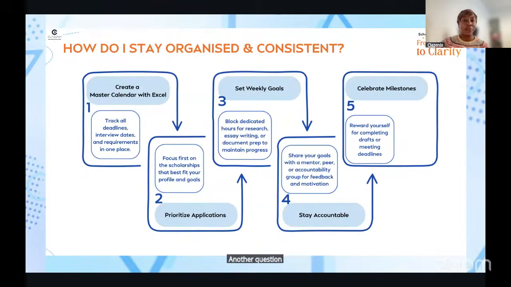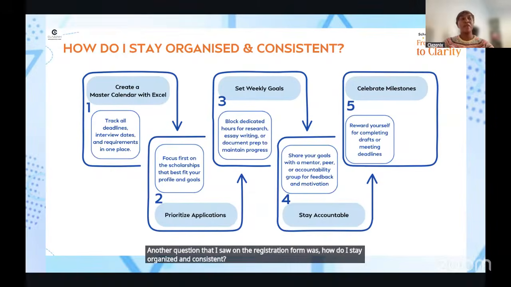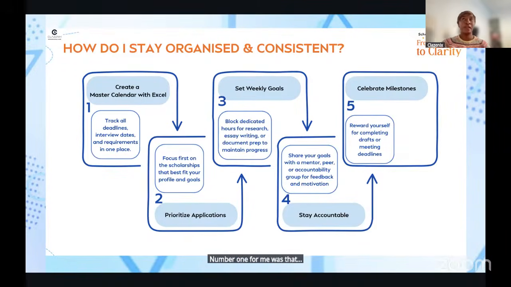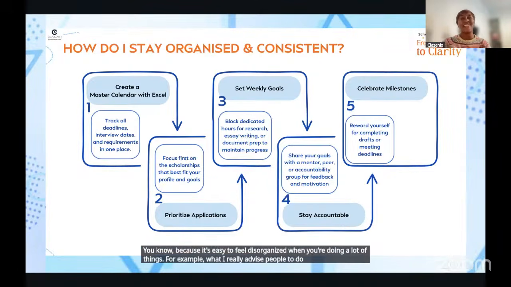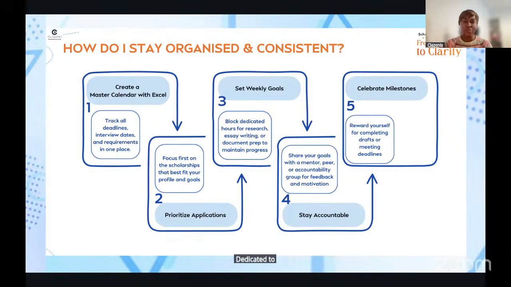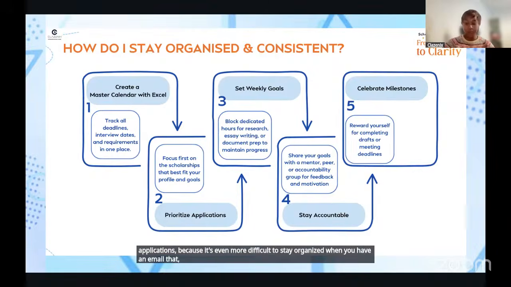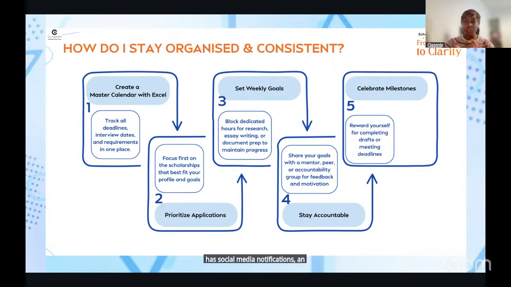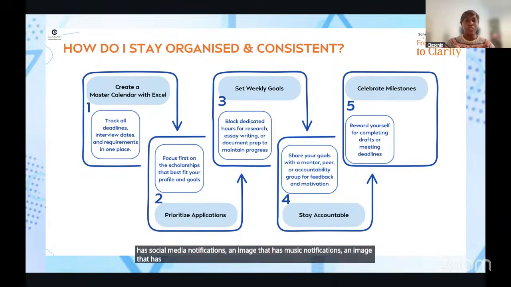Another question that I saw on the registration form was, how do I stay organized and consistent? Number 1 for me was that it's easy to feel disorganized when you're doing a lot of things. For example, what I really advise people to do, or what I actually did, was to have a specific email dedicated to my scholarship applications, because it's even more difficult to stay organized when you have an email that has social media notifications, music notifications, and other notifications. So when you check your emails, it will be very confusing.